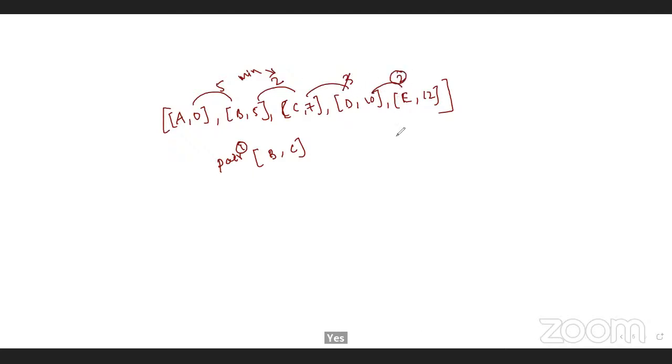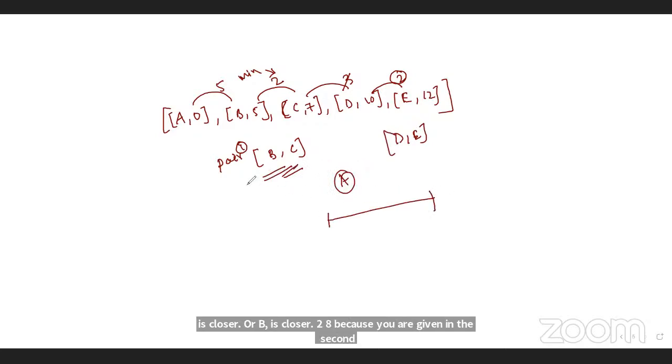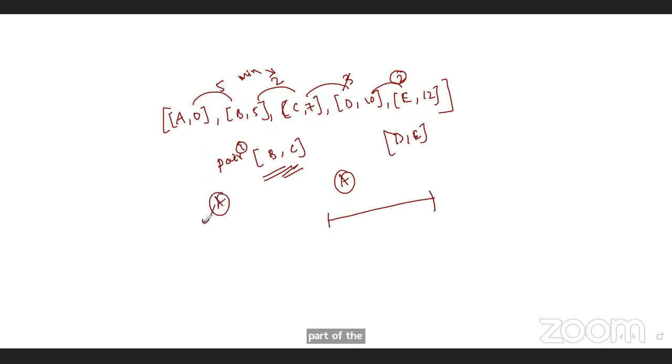But which is closer to the station? Is D comma E closer or B comma C closer to A? Because you are given this in the second part of the question. B comma C is closer. So have you now understood why option A is the correct answer? Yes, ma'am. Okay, ma'am. Got it.